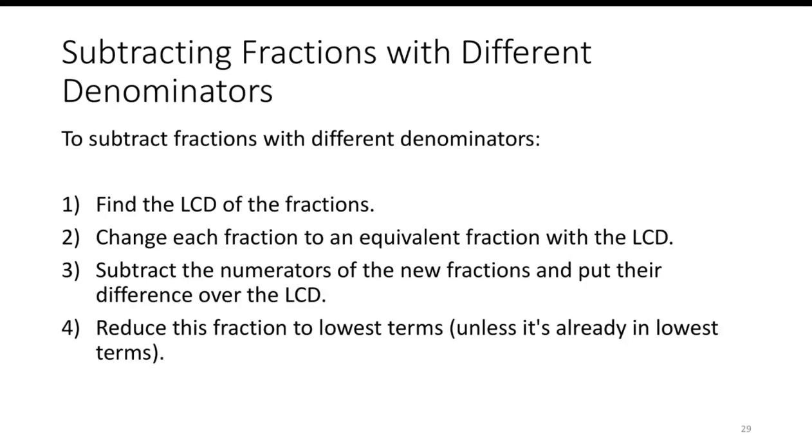To subtract fractions with different denominators, just like with addition, we find the least common denominator. Then we change each fraction to be an equivalent fraction with that least common denominator. Subtract the numerators of the new fractions and put their difference over that least common denominator, and then reduce as necessary.